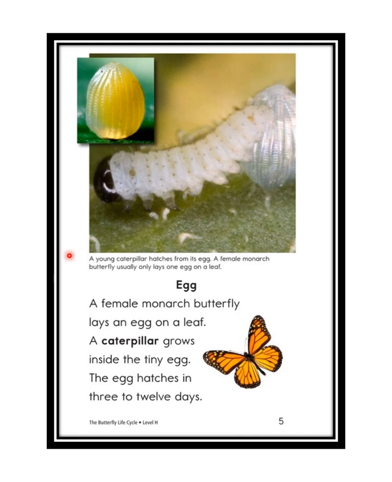A young caterpillar hatches from its egg. A female monarch butterfly usually only lays one egg on a leaf. Now I have a question for you. Why would she only lay one egg on a leaf? Why wouldn't she lay more than one egg on a leaf? That's a question that you need to have in your head and look for the answer as we're reading.